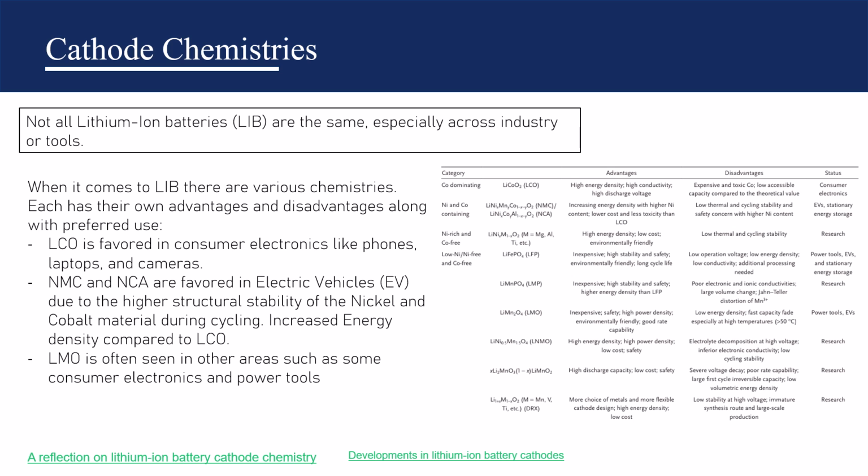Other cathode chemistries to focus on are NMC and NCA, which are nickel manganese cobalt oxides and nickel cobalt aluminum oxides, and those are usually favored in electric vehicles due to the higher structural stability that nickel and cobalt in the material provide. There's also an increased energy density when compared to others like LCO. Then there's LMO, which is not as popular in the industries, but is often seen in some areas such as consumer electronics and power tools.